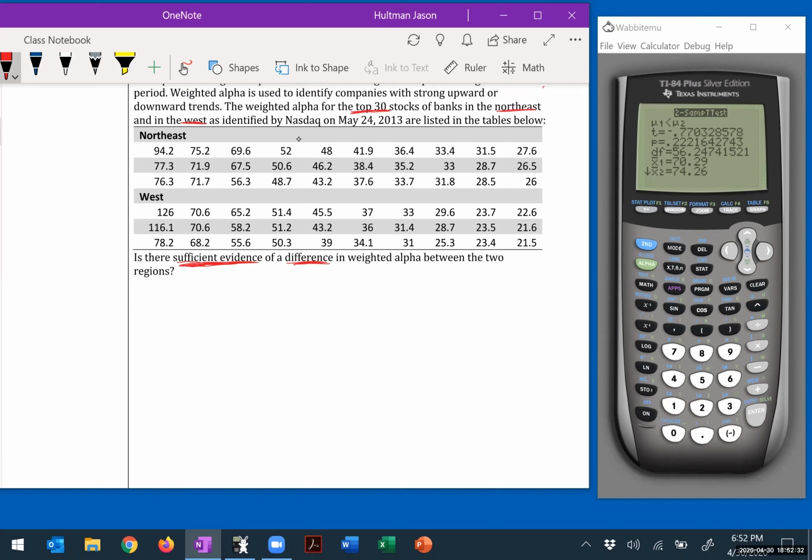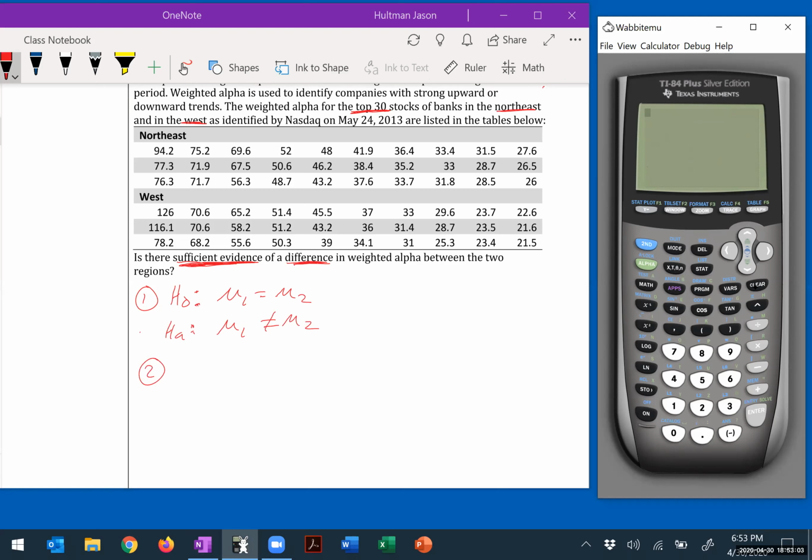Okay, so let's do our hypothesis test. First is to write the null and the alternative. So what's the null going to be? The null is that mu1 is equal to mu2. That's the null, that there is no difference in the averages. Okay, what about the alternative? The alternative is that there is a difference. Mu1 is not equal to mu2. What's the test that I'm going to want to run on the calculator?